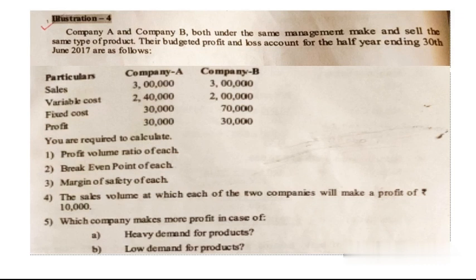So they have asked, if the companies make 10,000 profit, what should be their sales? So we will calculate that also here. Then which company makes more profit in case of heavy demand for products, and low demand for products? So all these 5 questions will be answered now. So let us get into the solution.